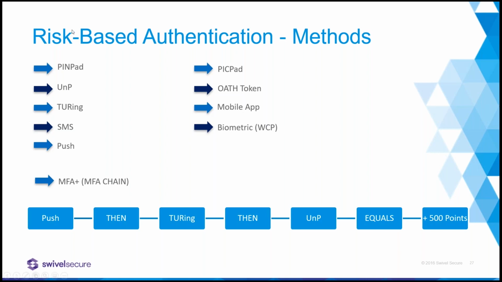Now, we also have MFA chain, which is actually something you can call military grade in terms of security, because what you see in the military area today is you need to go through several checks before you get cleared. And this is essentially what MFA chain or MFA plus allows you to do. For instance, you need to use push and then Turing and then username and password. And if you do all this, not one or two, but all of them, then you get 500 points, for instance, to be able to access the entry point.